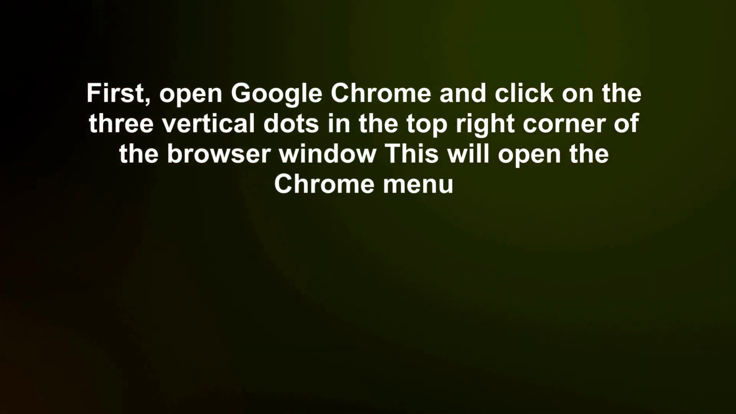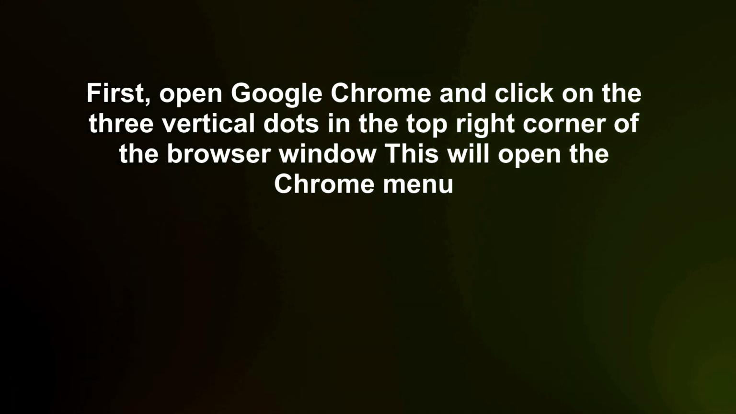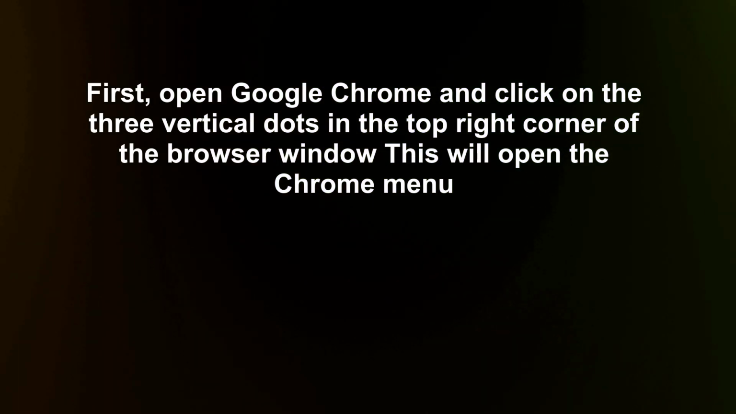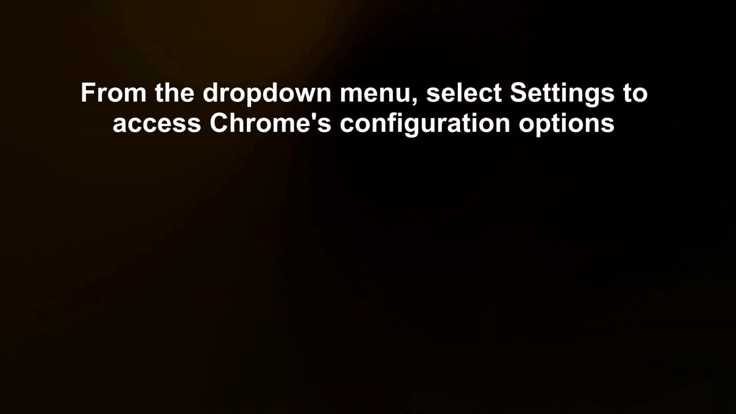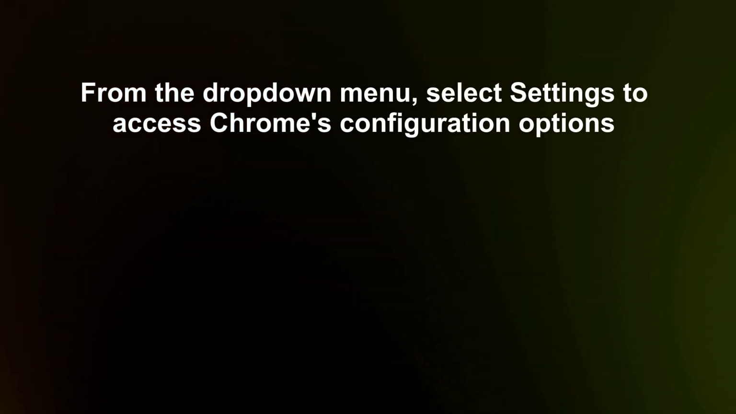First, open Google Chrome and click on the 3 vertical dots in the top right corner of the browser window. This will open the Chrome menu. From the drop-down menu, select Settings to access Chrome's configuration options.